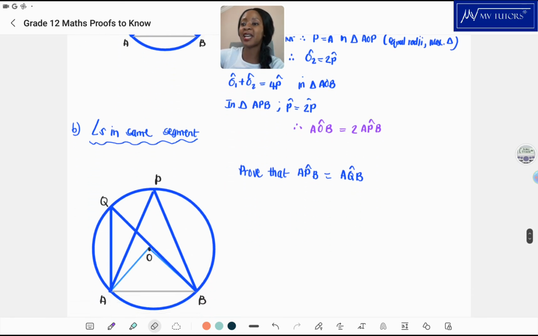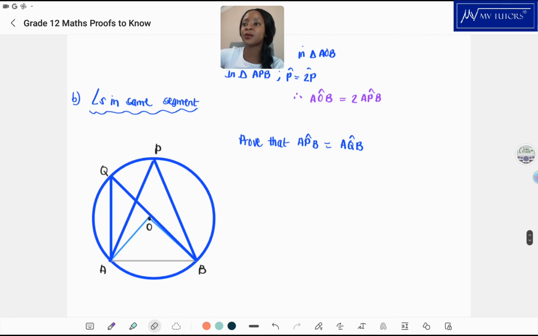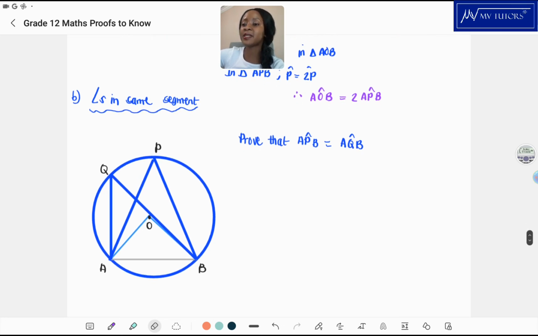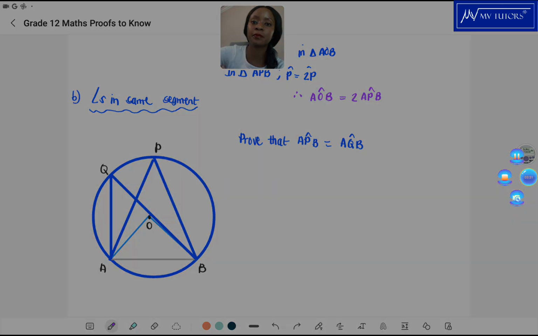Now we're going to look at the second one, angles in the same segment. Basically we're saying if you have a segment AB, angles subtended by the same segment are equal. So we are expecting then that Q is equal to P. Let us show it.